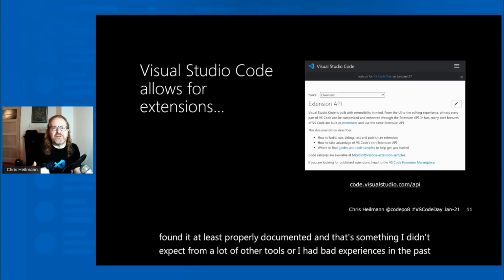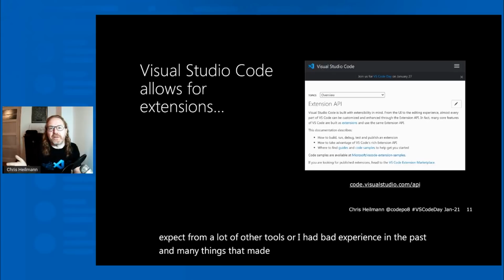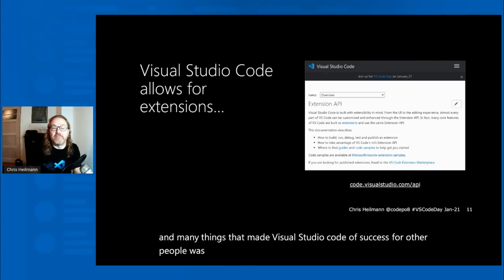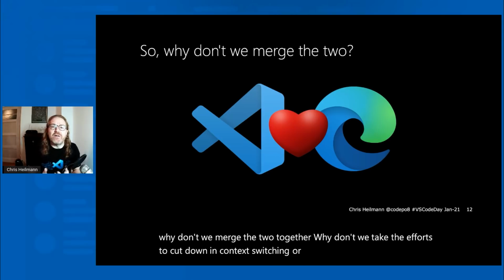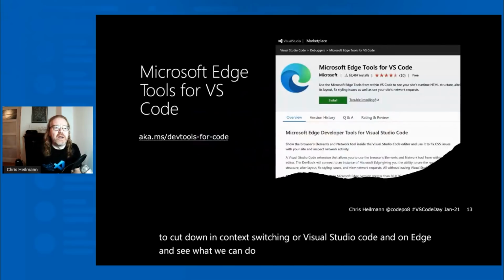And many things that made Visual Studio Code a success for other people was the extensions that came with it. So we thought about, why don't we merge the two together? Why don't we take the efforts to cut down on context switching of Visual Studio Code and on Edge and see what we can do together? And that's exactly what we did. And we created an extension called Microsoft Edge Tools for VS Code.